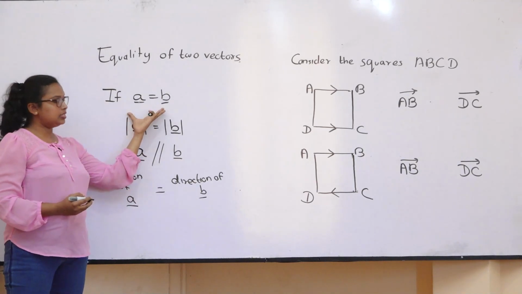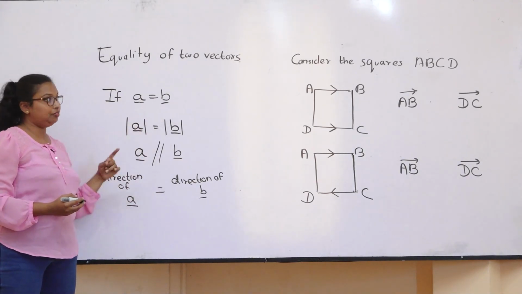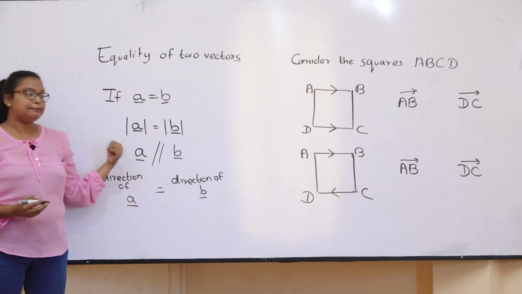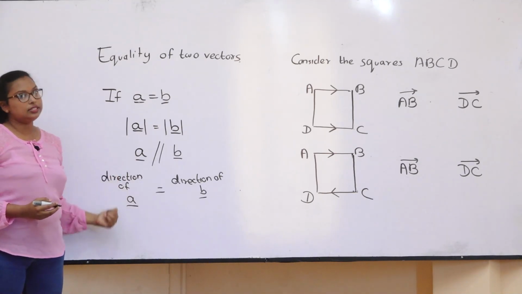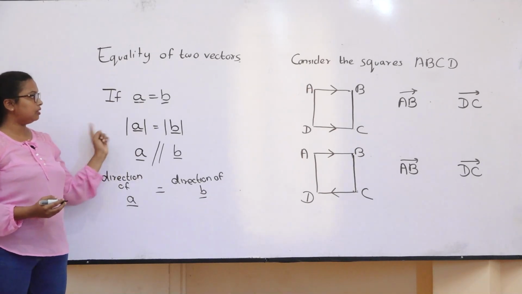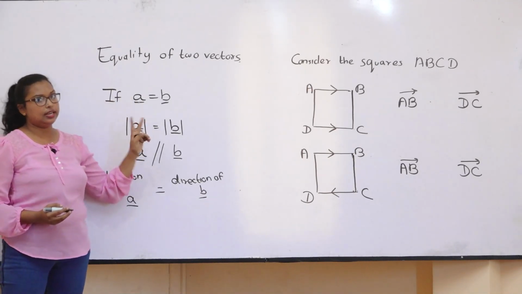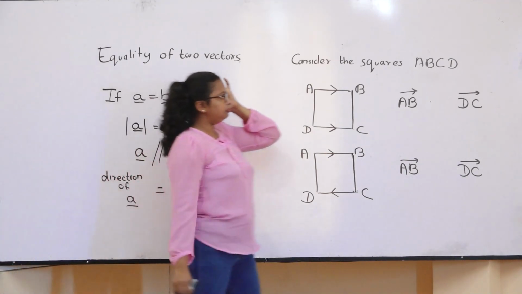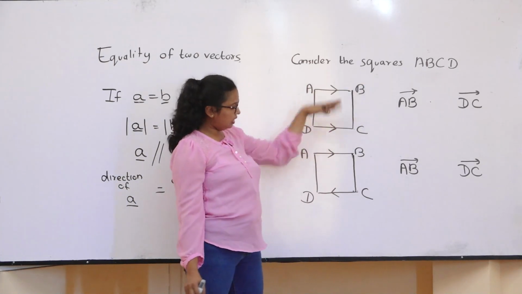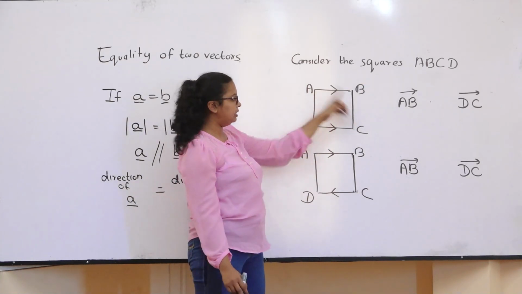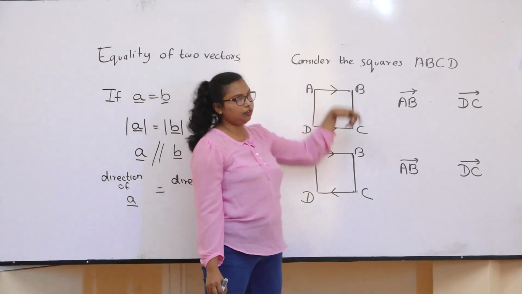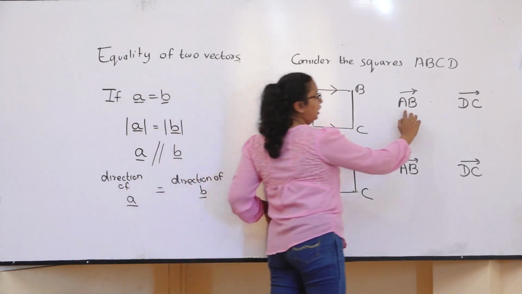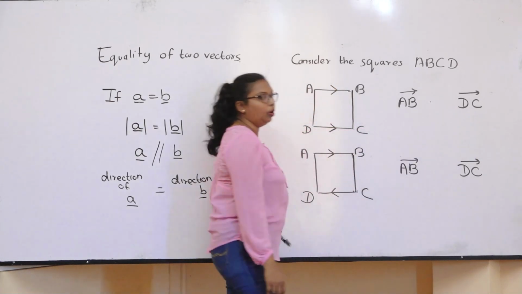So, if two vectors are equal, all these three things happen, and if you need to prove that two vectors are equal, then you need to show all these three. Now, let's move to this example. You have to think that what I have drawn are squares, A, B, C, D and this one also. Now we have to mention whether AB and DC are equal or not.